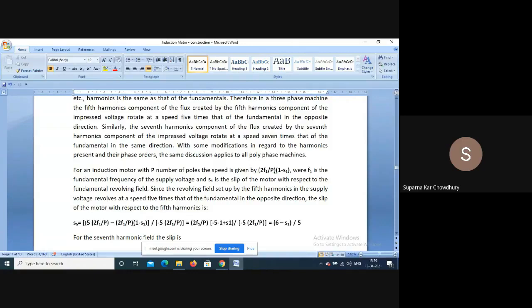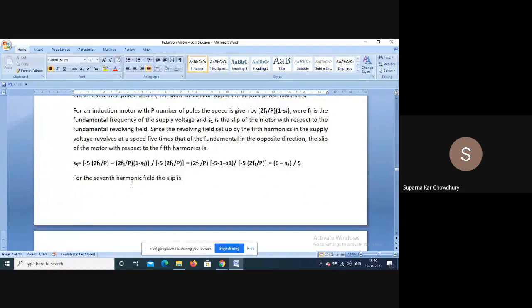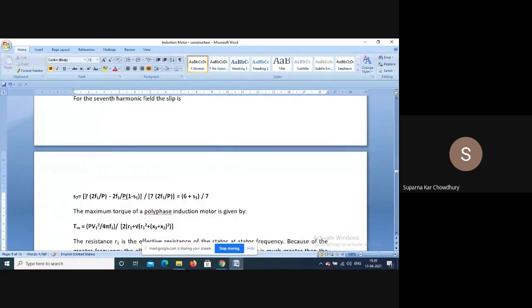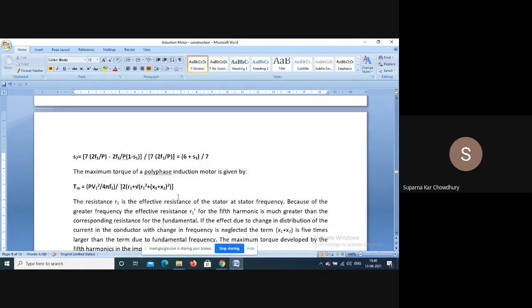With a minus sign because it is in the opposite direction, minus the speed of the rotor, divided by again the synchronous speed of the 5th harmonic. If we simplify, it becomes (6 minus s1) by 5. This is s5. For the 7th harmonic, we can find similarly; this is the same direction, so it is plus. So 7 times 2f1 by p minus 2f1 by p into (1 minus s1), and it ultimately gives (6 plus s1) by 7.